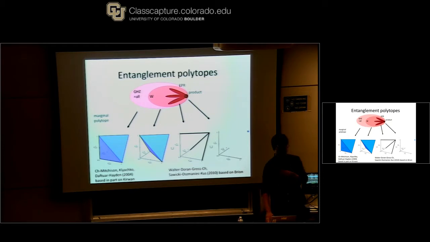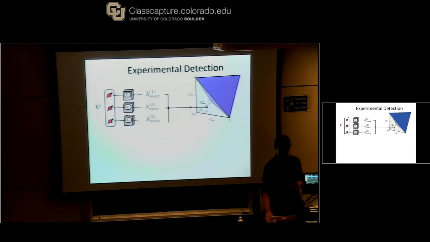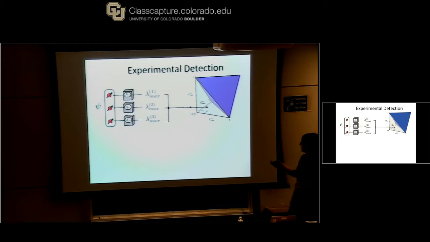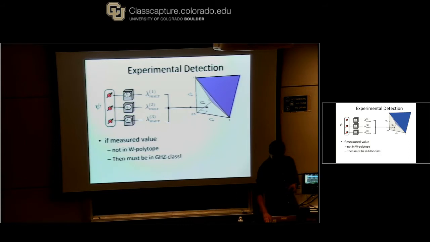I even have some of them built at home. And you can use it for experimental detection. This is for the experimentalists: do this in your lab. Take your quantum state psi, measure the reduced density matrices, the single-particle measurements, which are even efficient to do, on your n particles. Then check where it lies in the polytope. And if it doesn't lie in the W polytope, then you know you created a GHZ-type entangled state. Very cool. If not W, then you must be GHZ.